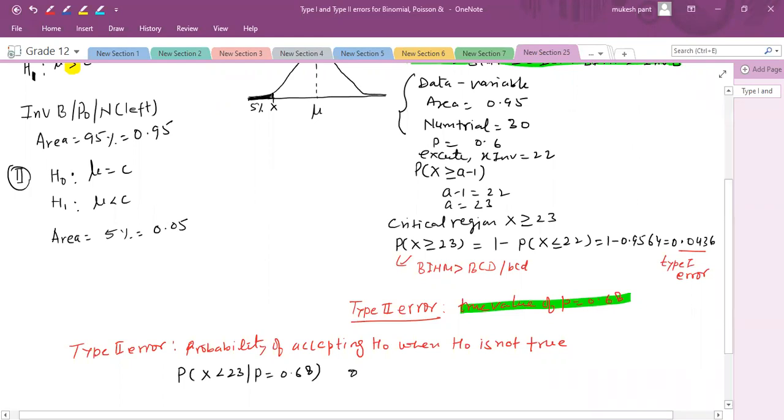Or you can write probability of x less than or equal to 22, because less than 23 means 22, when the probability of success is 0.68. If you put this in binomial BCD, you get 0.792. So this is the probability of the second type error, the probability of accepting H0 when H0 is not true, but in short we say type 2 error.